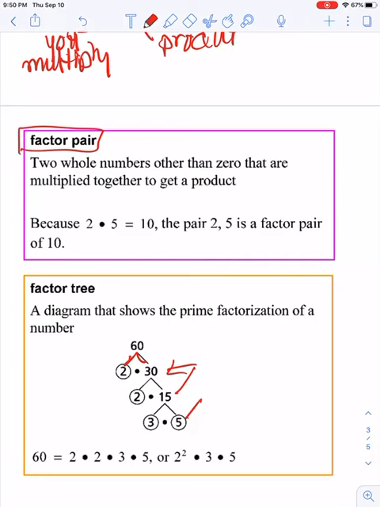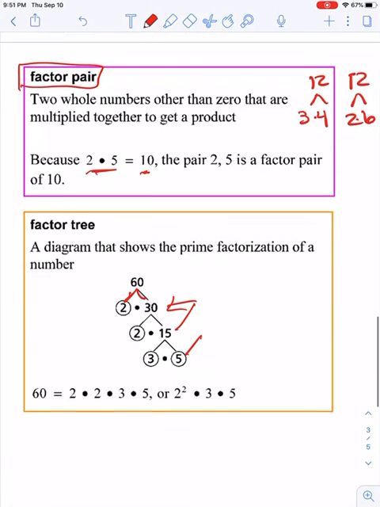A factor pair, I don't think I mentioned yet, it's just when there's two of them, right? So 2 and 5 are factors of 10. If I said 12, you tell me that the two factors are 3 and 4, or you tell me that the two factors are 2 and 6, but either way, they're a factor pair for the number 12.